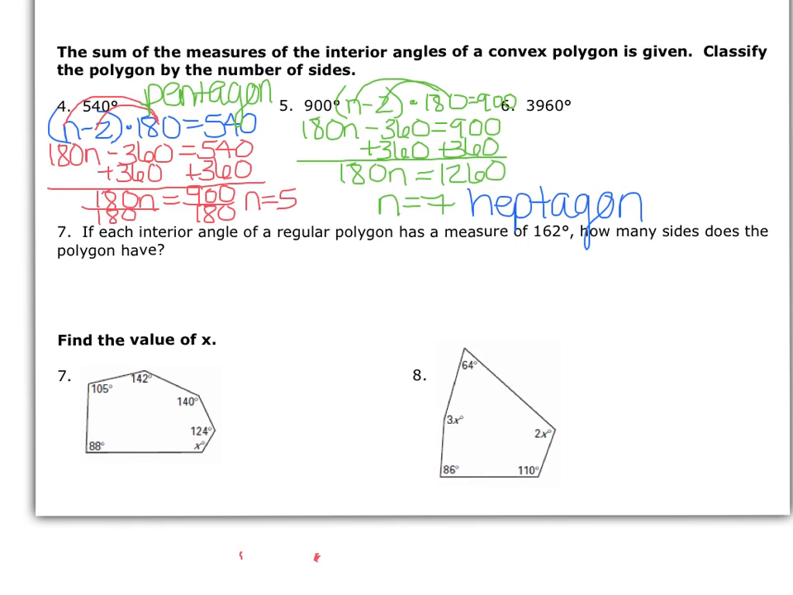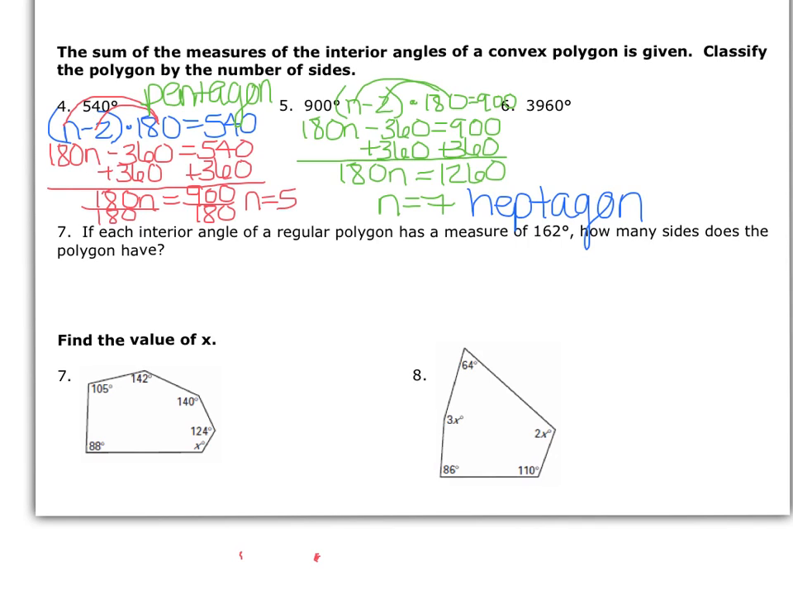Now, if you're listening, your thing to do is to finish number 6. I'll be looking for number 6 worked out and the answer, classify the polygon by the number of sides. So you're working number 6 if you're listening on your own. You will show it to me tomorrow and we'll check it. All right, let's go on to number 7.